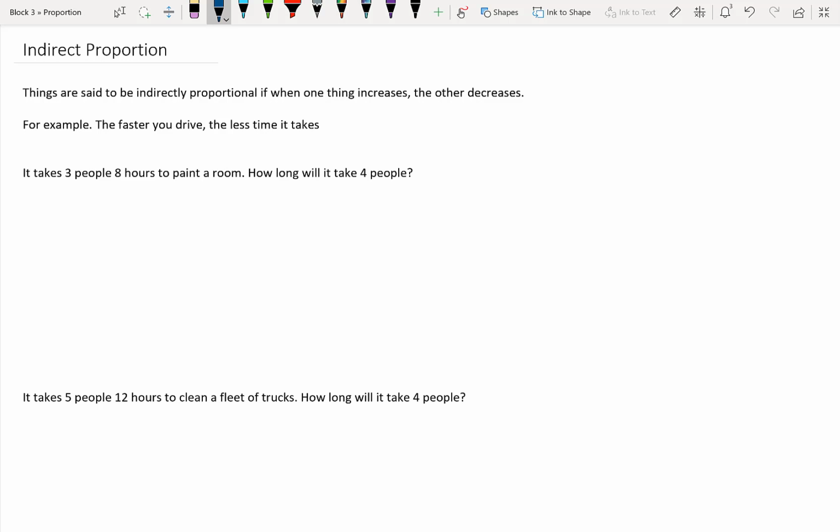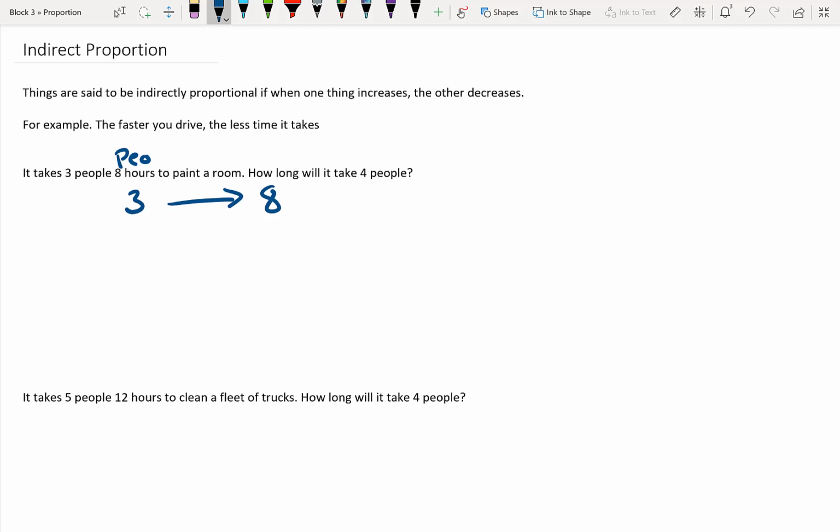But it follows a similar setup, with just one slight difference that's going to change the way in which we work out our answers. We're still going to set it up by comparing what we've got. It takes 3 people 8 hours to paint a room. How long will it take 4 people? I'm looking for how long it will take, so I want the time on my right hand side, so the number of people comes on the left. So it takes 3 people 8 hours.